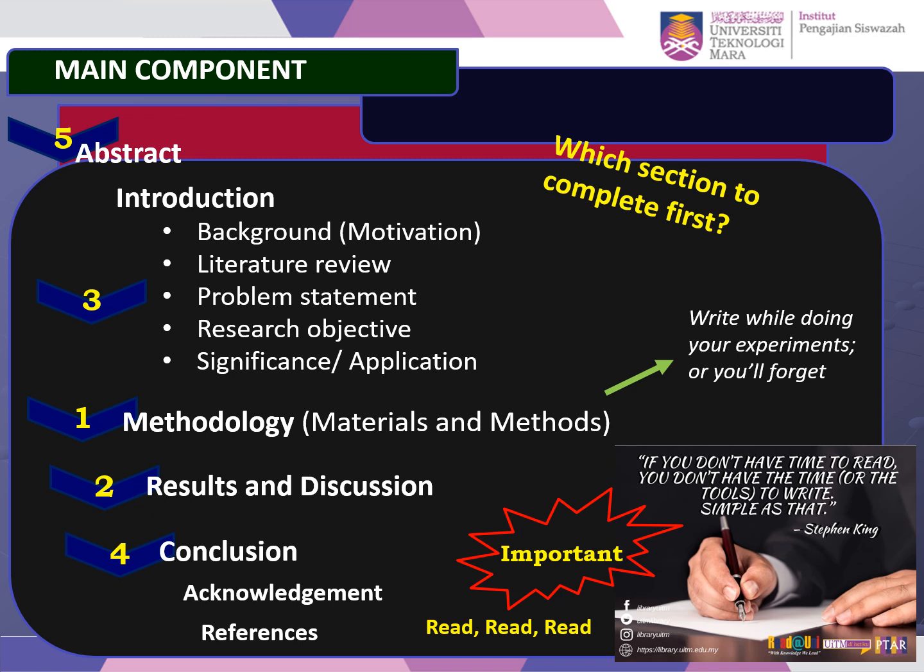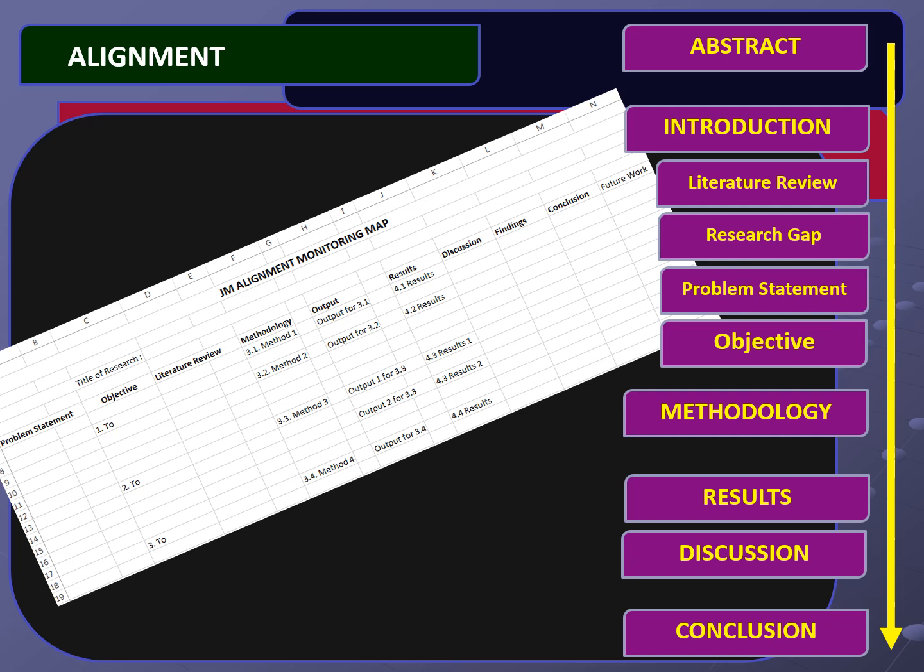How to write is very important, so you read and read and read. Look at as many journal articles as possible. This is also very important for you to maintain the alignment of your article. Make sure the methodology, the output, the results, the objective, and the review are all aligned. Make sure they are aligned.